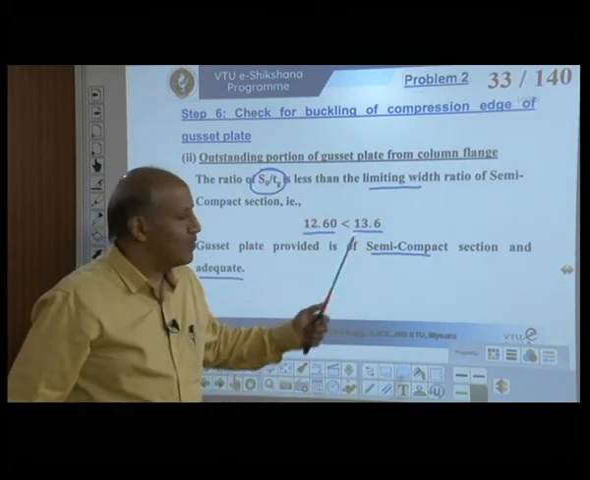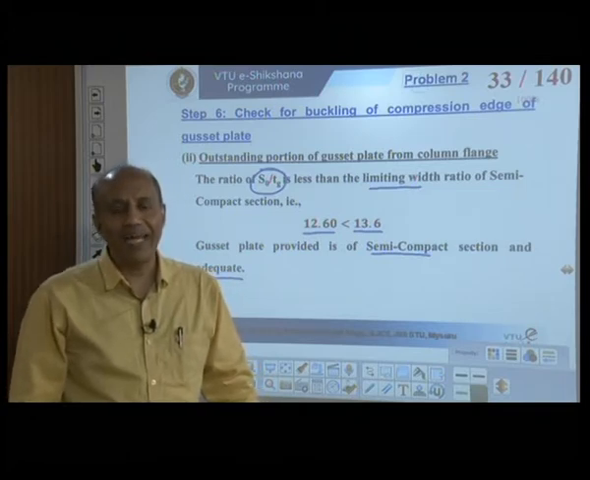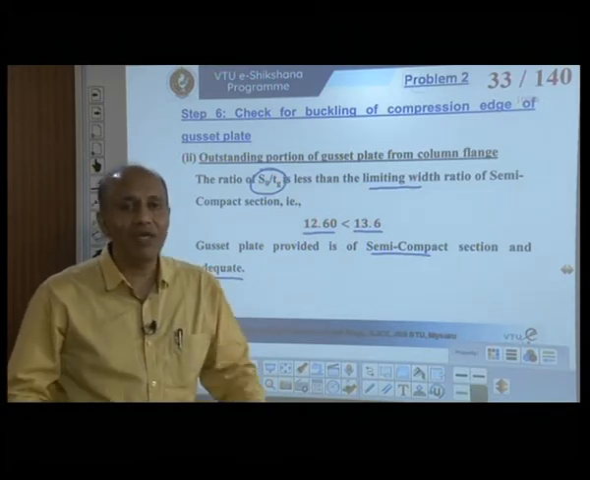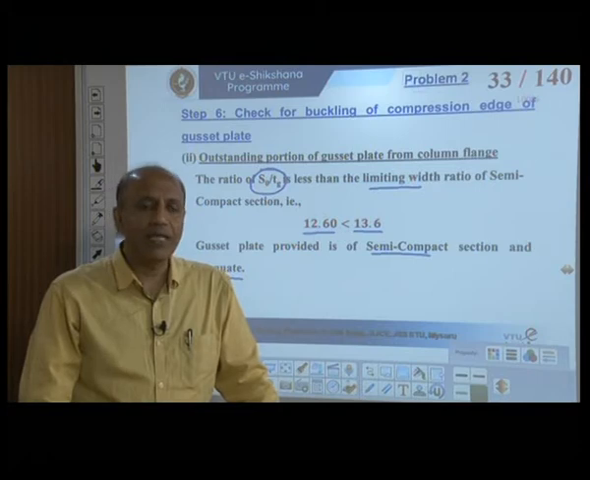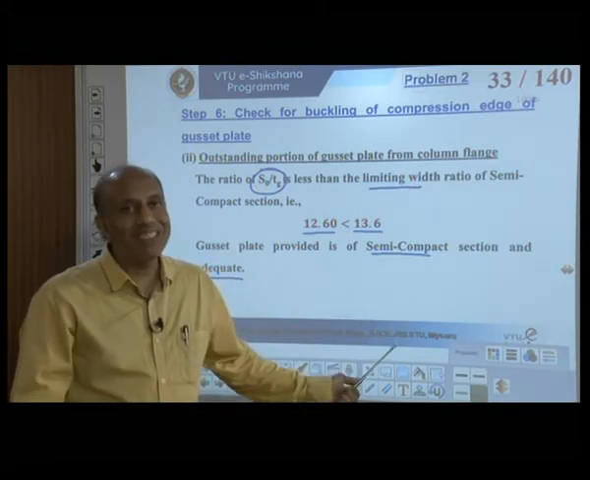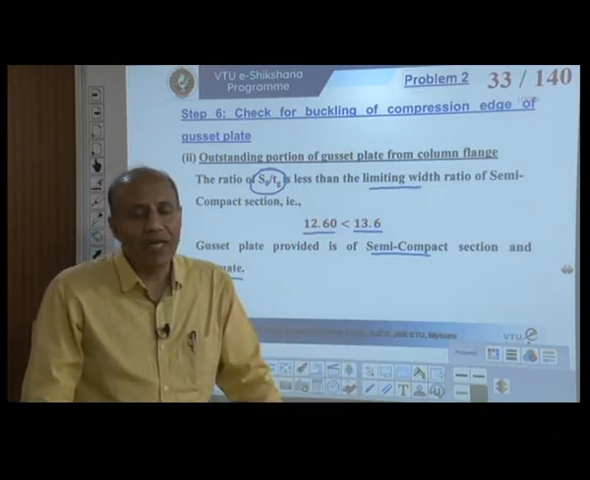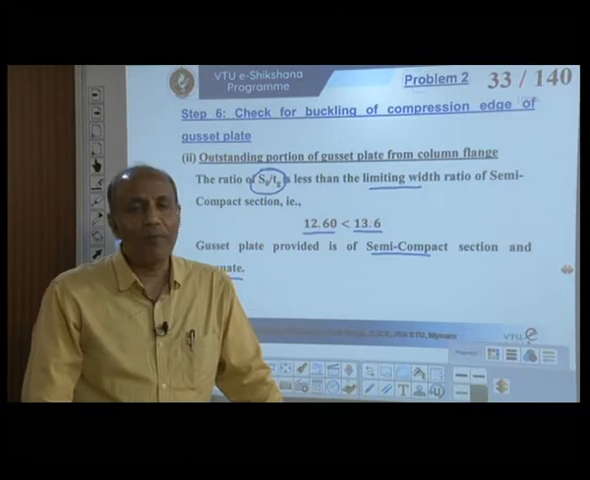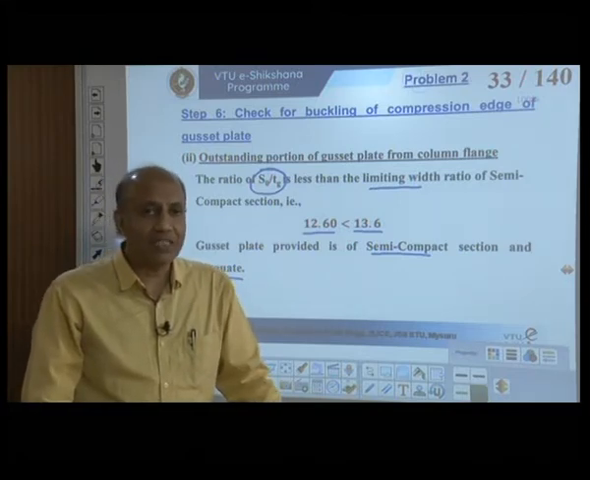In case this is slender, you need to understand that we have to increase the thickness of the gusset plate so that it does not become slender. So, we have provided 16. Probably if you had taken something like 12 mm in this particular case, it would have been slender, but 12 mm is also more than the thickness of the flange.